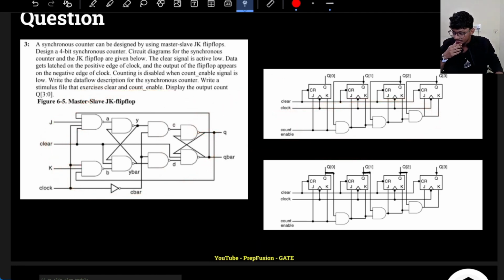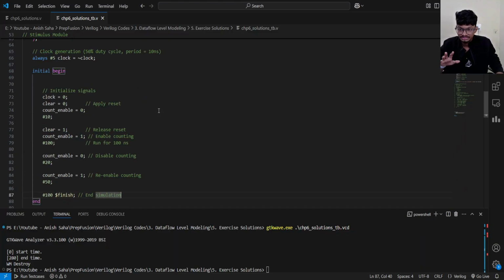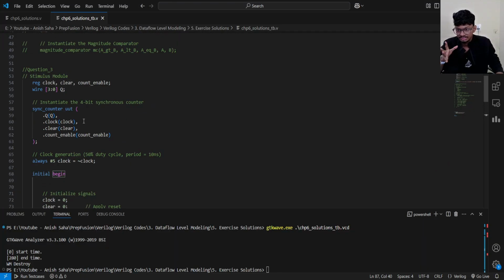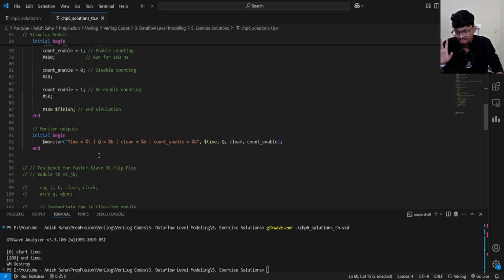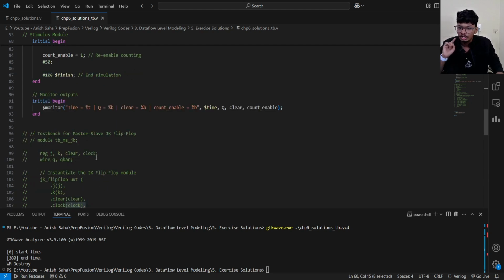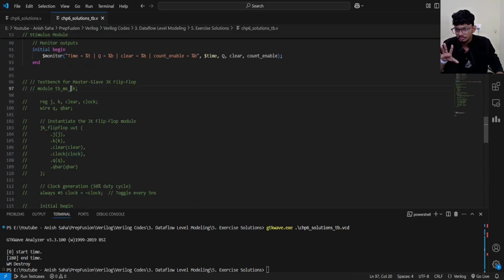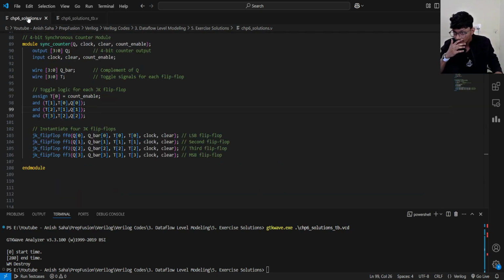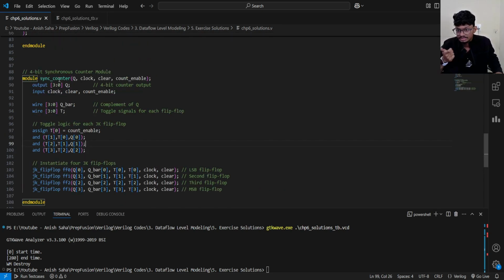So here I will show you. This is my test bench basically, the output signals are there, count enable, all these things are there. Don't worry, the code will be provided. Also, I have done a test bench for the JK flip-flop as well. So if you want to test the JK flip-flop, you can do that separately. It is a separate test bench. But for now, let's discuss the synchronous counter.